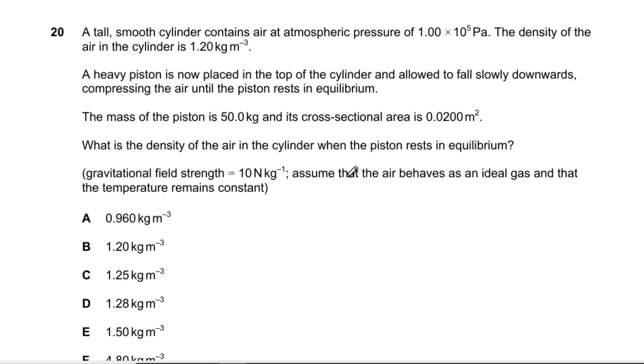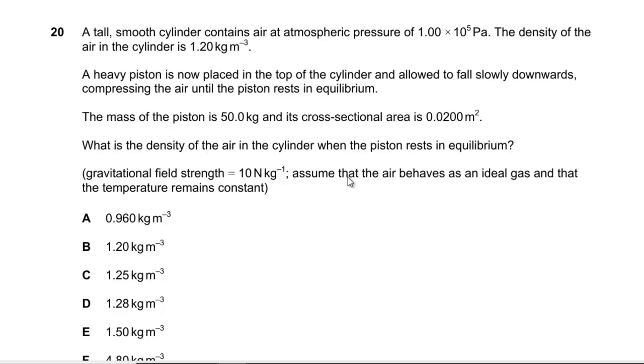Tall, smooth cylinder contains air at atmospheric pressure of that. Density of the air is that. Heavy piston placed on top of the cylinder. Allowed to fall slowly downwards, compressing the air until the piston rests in equilibrium. Mass of the piston is that. Cross-sectional area is that. What is the density of the air in the cylinder when the piston rests in equilibrium?